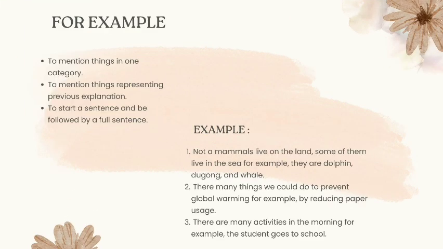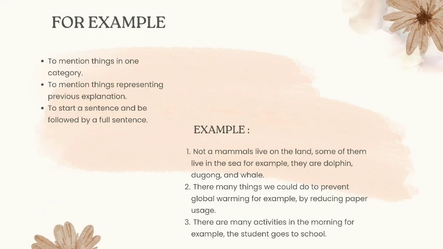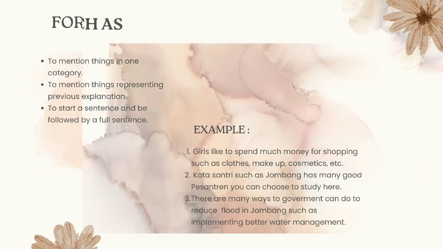To mention things representing previous explanation. Example: there are many things we could do to prevent global warming, for example, by reducing paper usage. To start a sentence and be followed by a full sentence. Example: there are many activities in the morning. For example, the student goes to school.